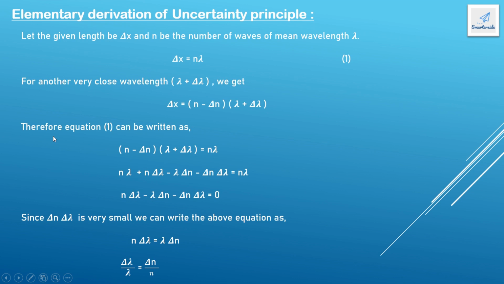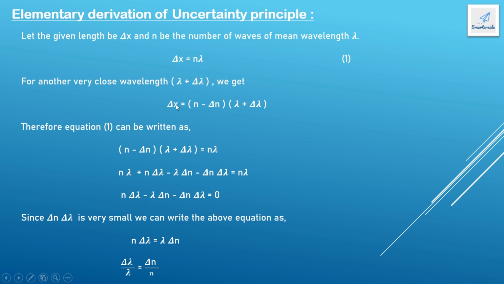Here, let us consider the wave packet and let the given length of that be delta x and n be the number of waves of mean wavelength lambda. So that we will have the equation delta x equals n into lambda. So if we have another very close wavelength that is lambda plus delta lambda, then we will get delta x equals n minus delta n into lambda plus delta lambda, because for very close wavelength lambda plus delta lambda the number of waves will be n minus delta n.